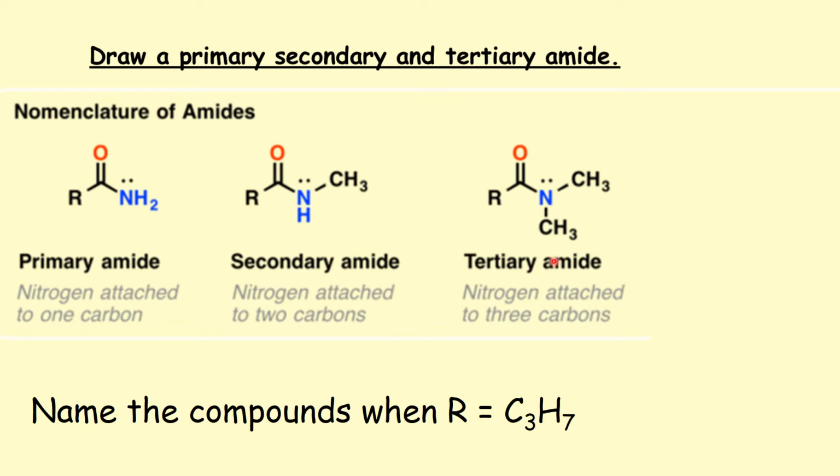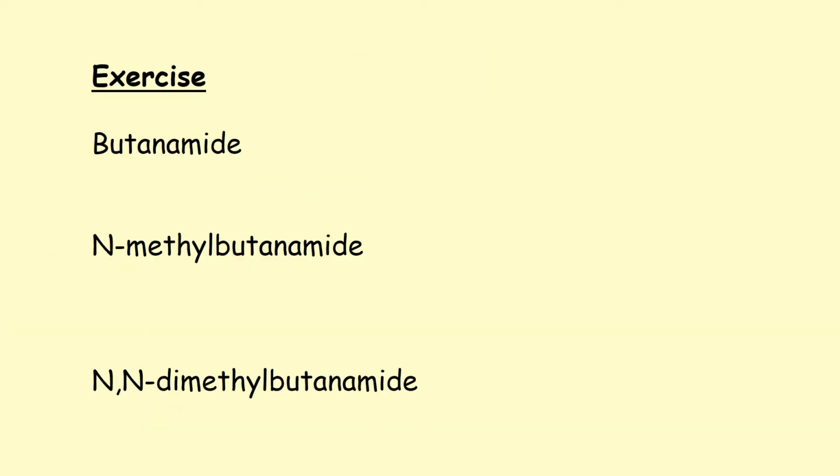So this amide is going to be called, pause the video, figure it out, N,N-dimethyl butanoyl amide. Okay, so you are now going to be doing an exercise, and you are now going to be drawing these 3 structures. Please pause the video.